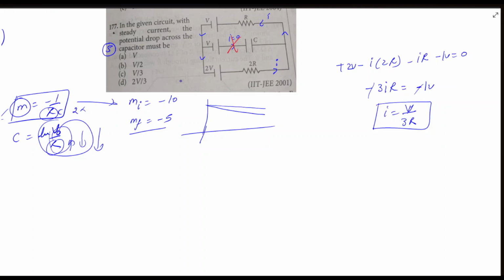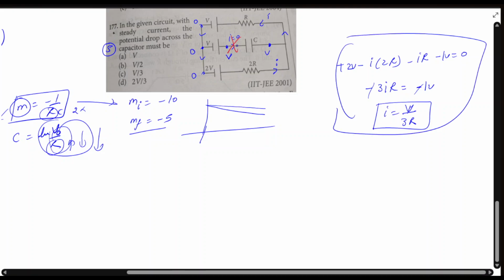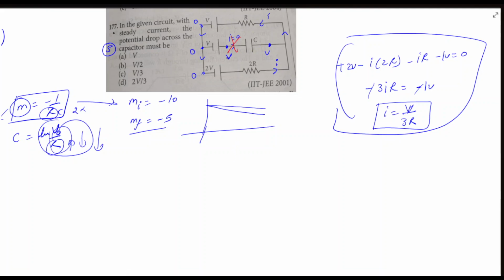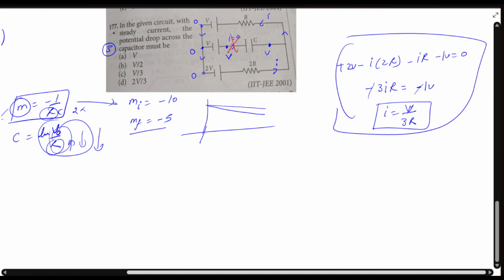Now look, let's consider this point at zero potential. So this will be at zero and this will be at zero. Now this point must be at V potential. And the current in this is zero, so this point must be at V potential. So this is simple, right? We don't even need this. If this is at zero and this is at V potential, right?